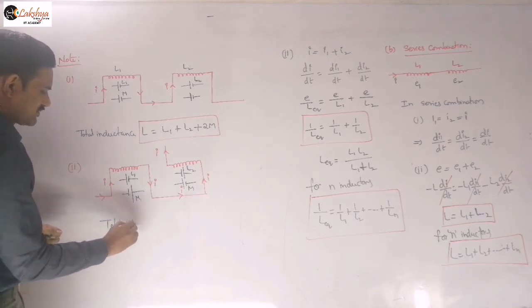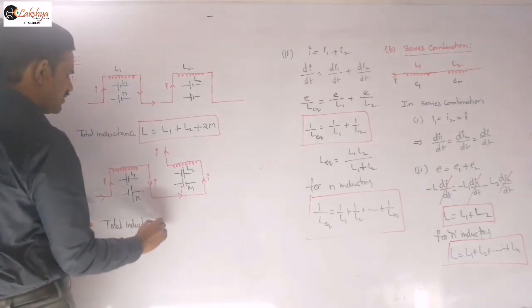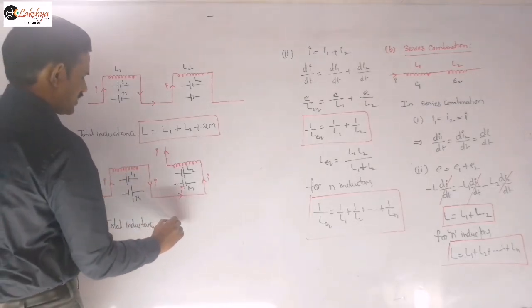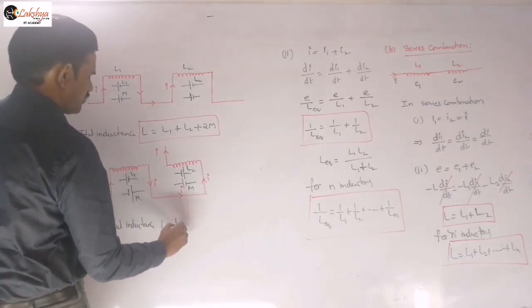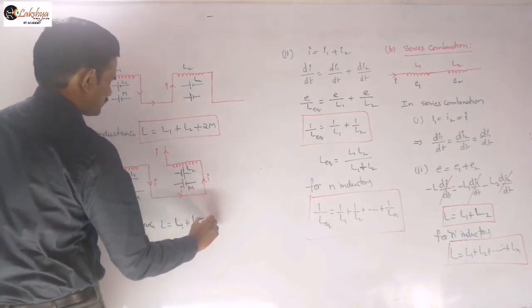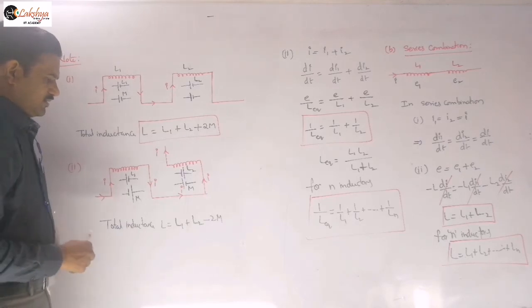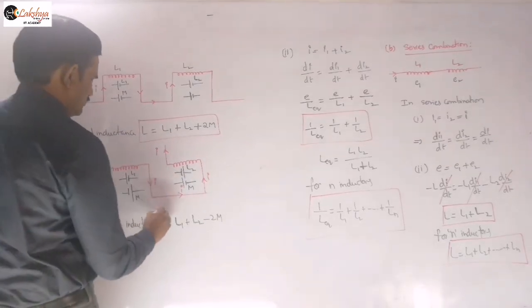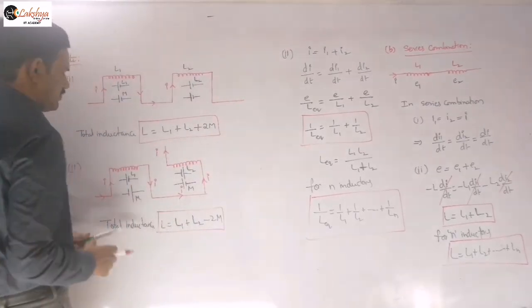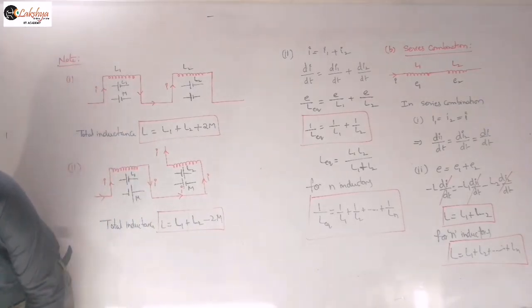Total inductance. So mentioned here clearly, when the current in the two inductors is in opposite direction, then total inductance is given by L1 plus L2 minus 2M. Minus 2M, right? So that is our total inductance there when the two coils are in opposite directions.